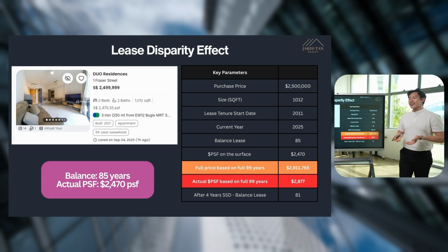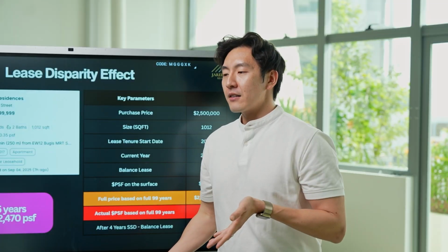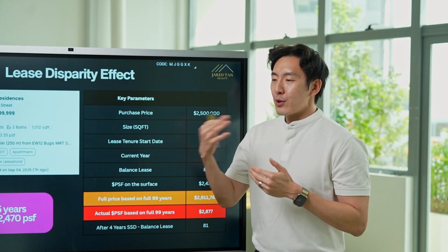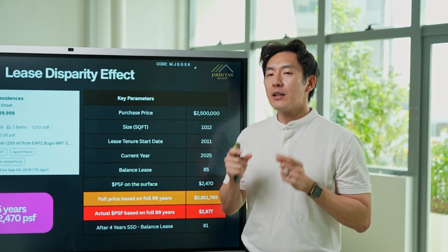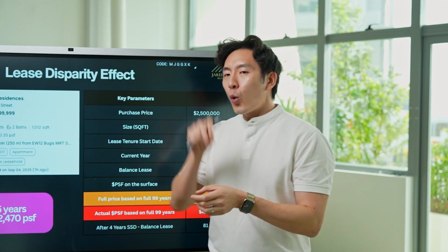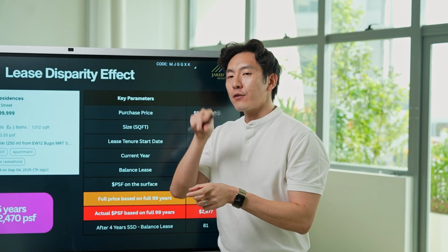So what we're seeing is that for resale property in the market, if you actually do the lease disparity effect calculation, you're actually buying the brand new at a discount. And not only that, like I mentioned, PSF today is not really the only metric you should be looking at. Quantum ultimately decides or determines the affordability of your future buyer.